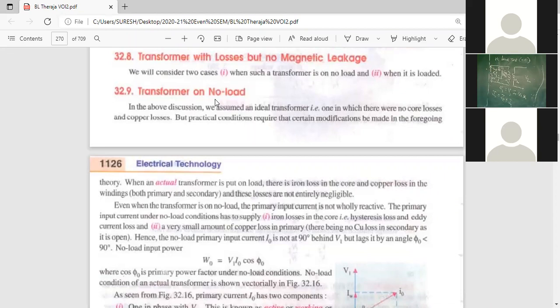What is W1? Iron loss. W1 is the iron loss. Remember, the W1 formula is V1 I naught cos phi naught. In this formula, V1 is the rated voltage. I naught is the no load current. No load current means the secondary winding is open circuited.